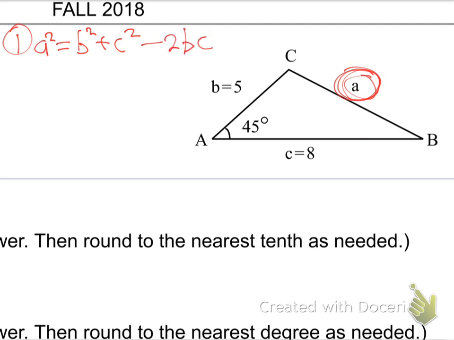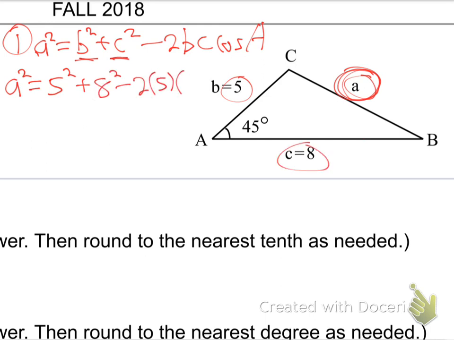2BC, remember what it is? It's 2 times those two sides that are on your side times the cosine of whatever you started with, capital A, angle A. There we go. So there's the law of cosines. You'll have that on your 3x5 card. So A squared will equal B squared, that's 5 squared, plus C squared, that's 8 squared, minus 2 times 5 times 8 times cosine of 45 degrees, angle A.